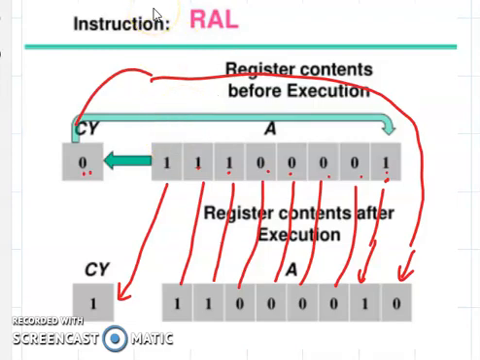One application of this RAL is, say for example, initially if your number is 4, then when you shift this towards left, you can find the result from here also.